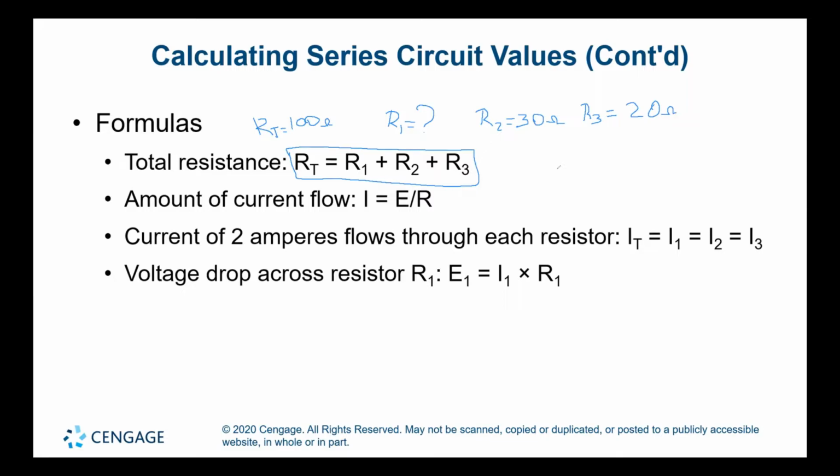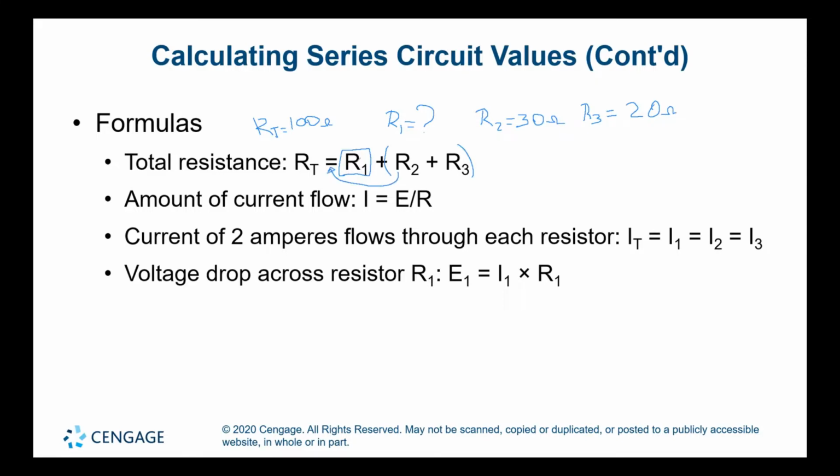Subtract. Perfect. So we are going to transpose the formula, and because I know RT, and I know R2 and R3, all I have to do is isolate R1, because that is the variable I don't know. R2 and R3 are adding, so both of them are going to go to the other side of the equals sign, performing the inverse operation.